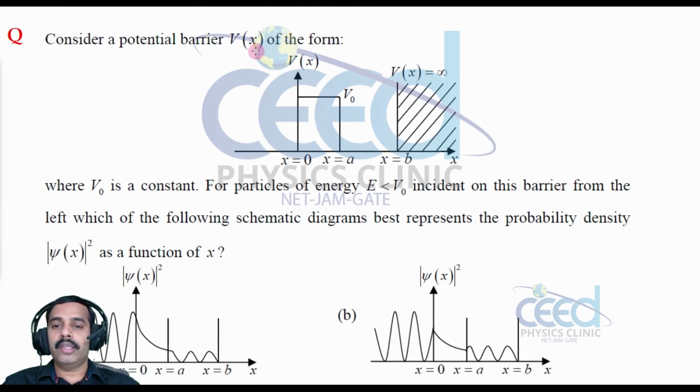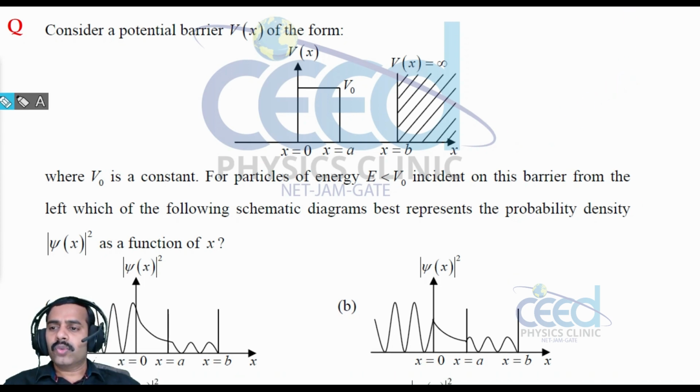Consider a potential barrier V of x of the given form, where V0 is a constant, and a particle of energy E less than V0 is incident on the barrier from the left. Which of the following schematic diagrams best represents the probability density psi of x square as a function of x?